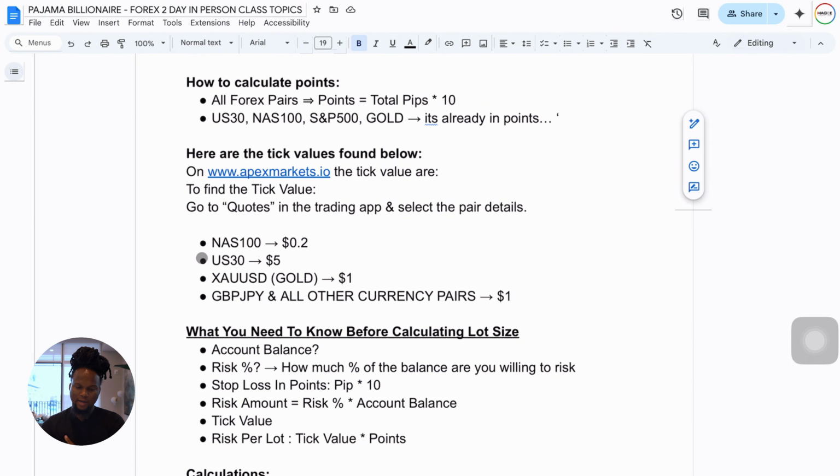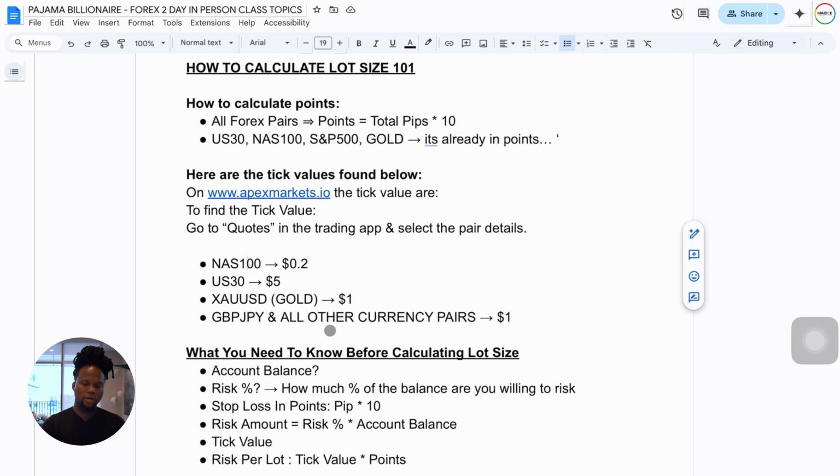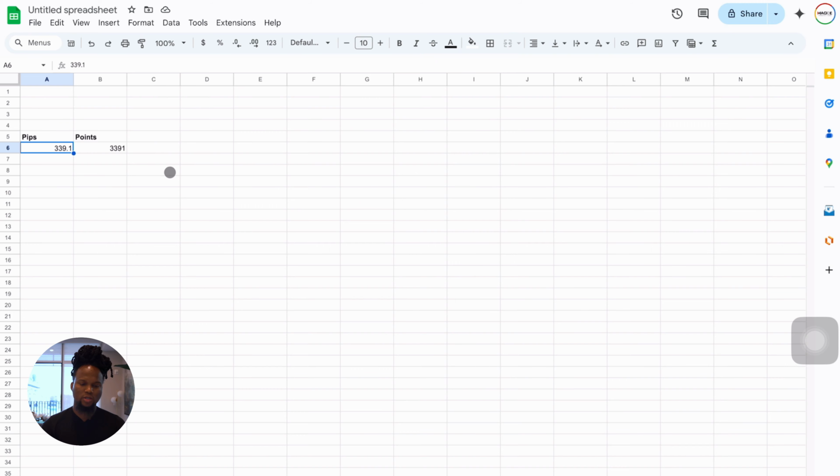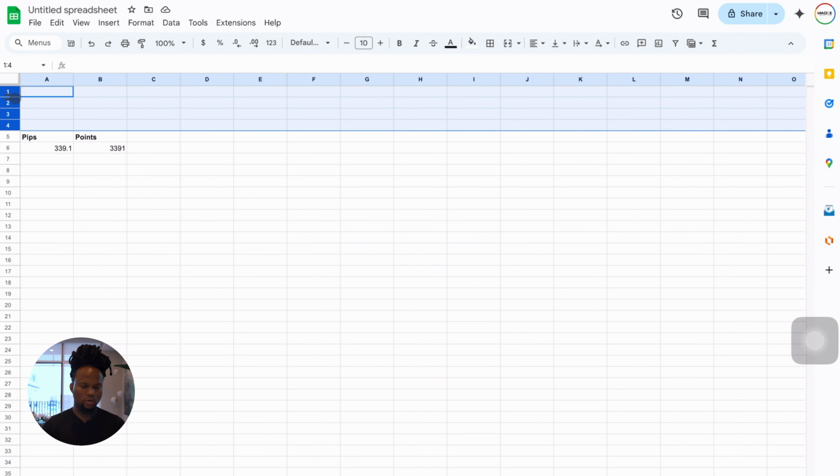Now the tick value, I've already gotten it for you because these are the most popular pairs that you guys are going to be trading anyways. The beta pairs. So NAS 100, the tick value on Apex is 0.2. You're going to need to know the tick values, so let me create some more columns here.